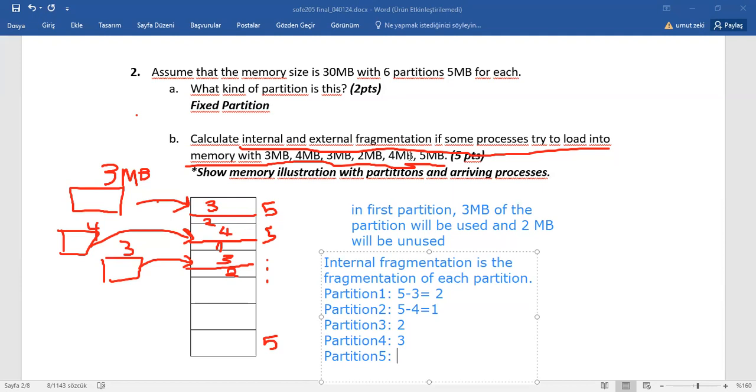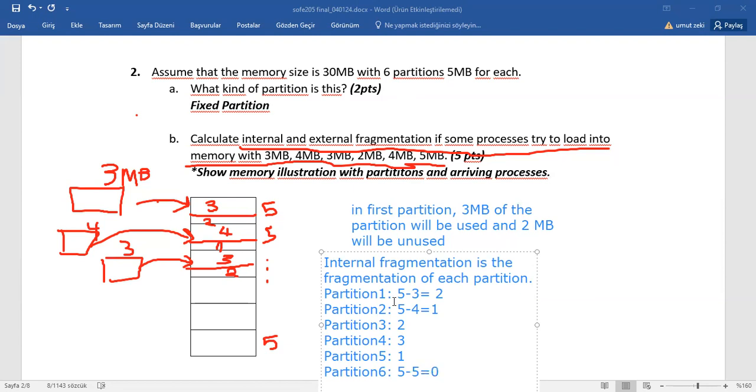Partition 5 minus 4 is 1. Yes. And partition 6? Yes, it will be 0. 5 minus 5 is 0.